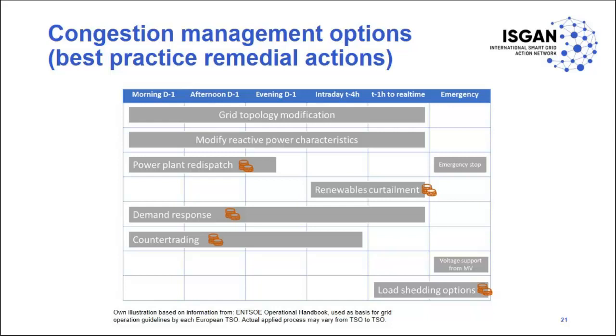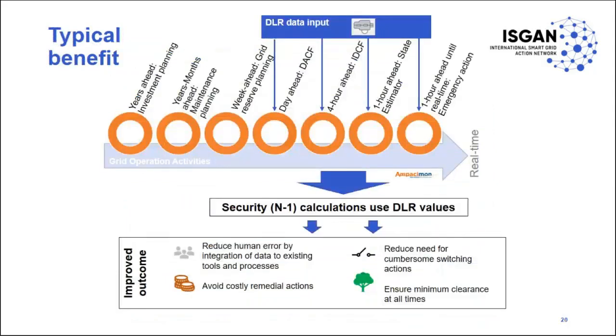The main value of dynamic line rating to grid operators is related to congestion management. It gives flexibility to avoid otherwise cumbersome and costly remedial actions. In Europe, a number of congestion management actions are recommended by the Association of Transmission System Operators, called ENTSO-E. That's what you see here. Some of them are considered cost-free, like modification of grid topology and reactive power control, while some of the others may incur costs, like redispatch and renewable curtailment.